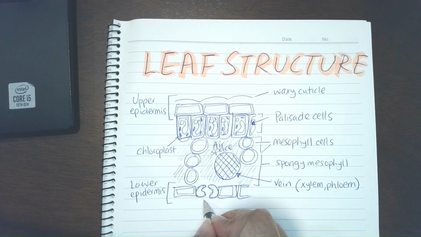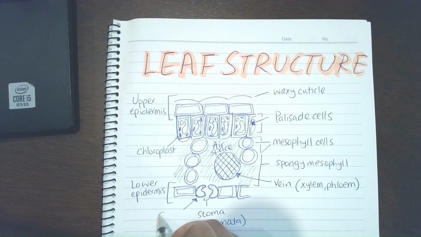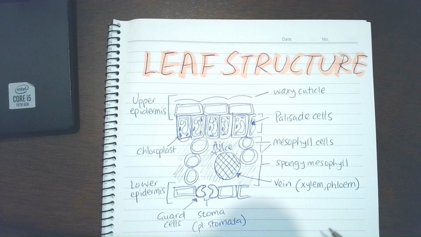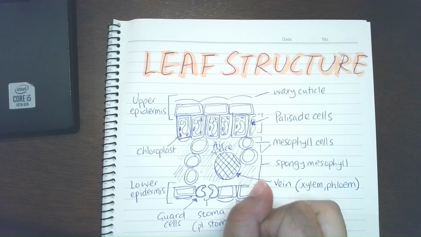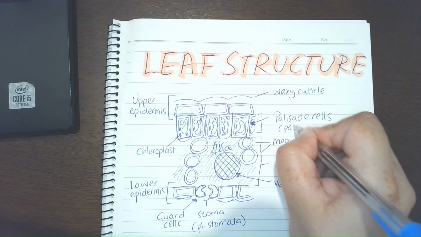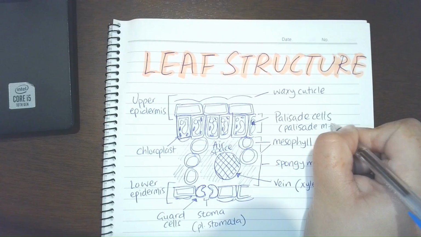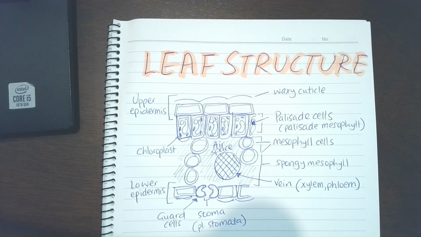And then down here, this opening, this gap that I have over here, this is a stoma. Stoma is 1, plural is stomata. And these kidney bean shaped structures on either side are your guard cells. Okay, they open and close. You would also have a slight waxy cuticle at the bottom as well, slightly less noticeable. Okay, yeah, so palisade mesophyll layer. Let me just label that as well. Is that layer over there? And I think we've got everything.